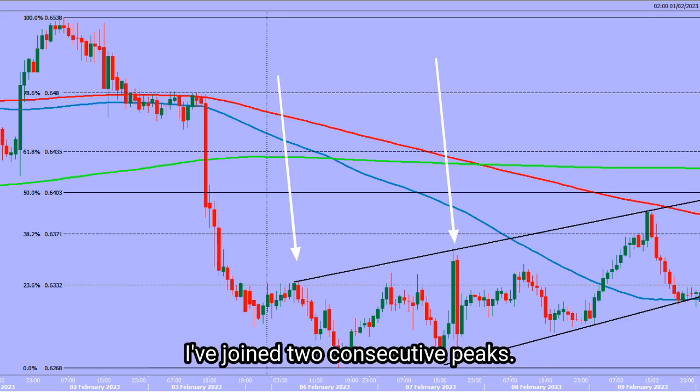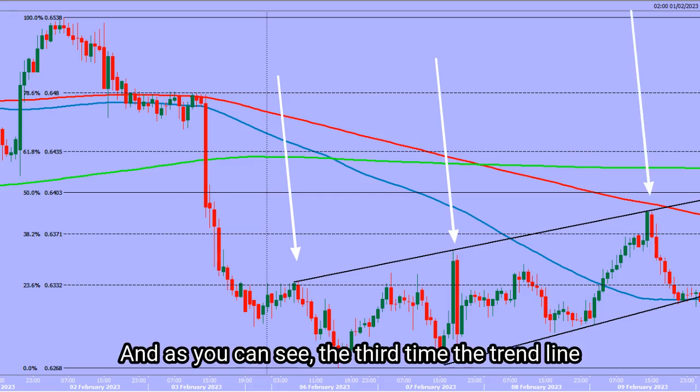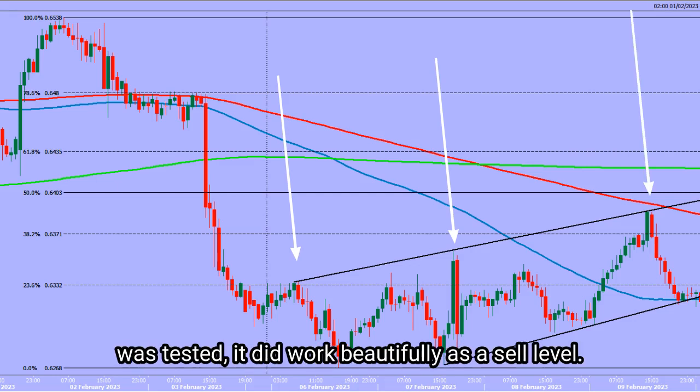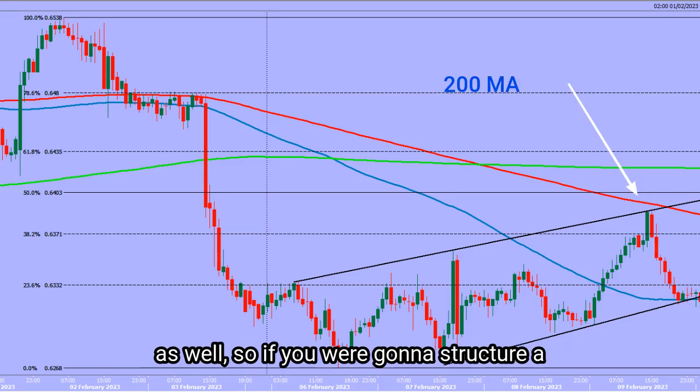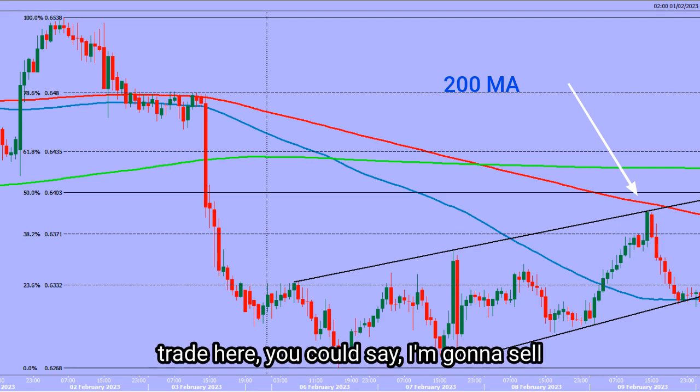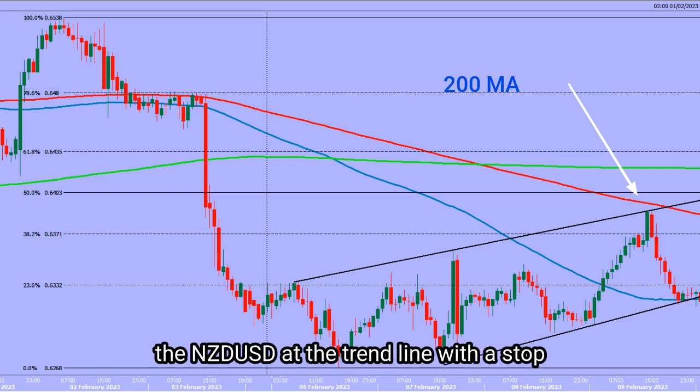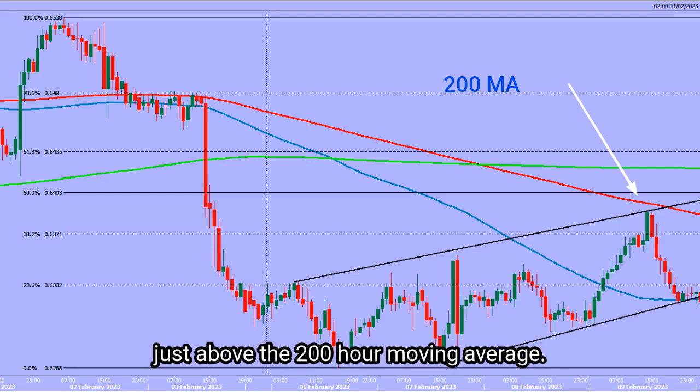I've joined two consecutive peaks. I get this rising trend line. And as you can see, the third time the trend line was tested, it did work beautifully as a sell level. 200-hour moving average, just above that as well. So if you were going to structure a trade here, you could say, I'm going to sell the New Zealand versus the US dollar at the trend line with a stop just above the 200-hour moving average.